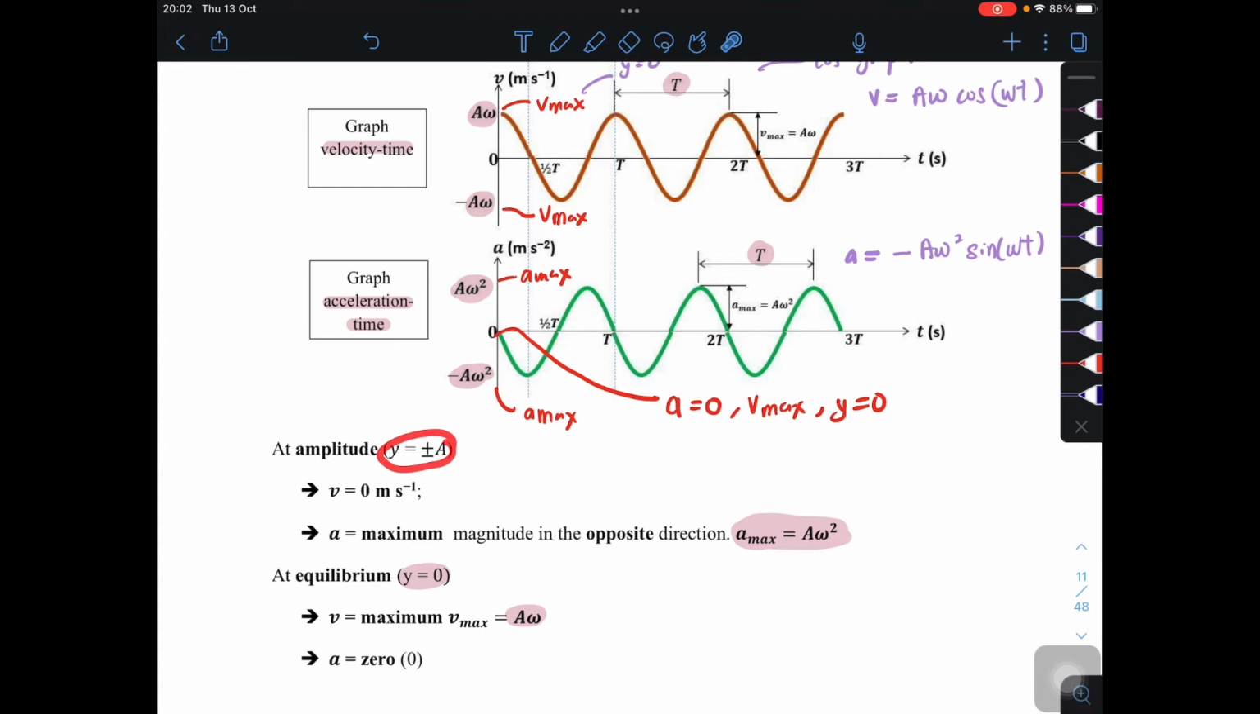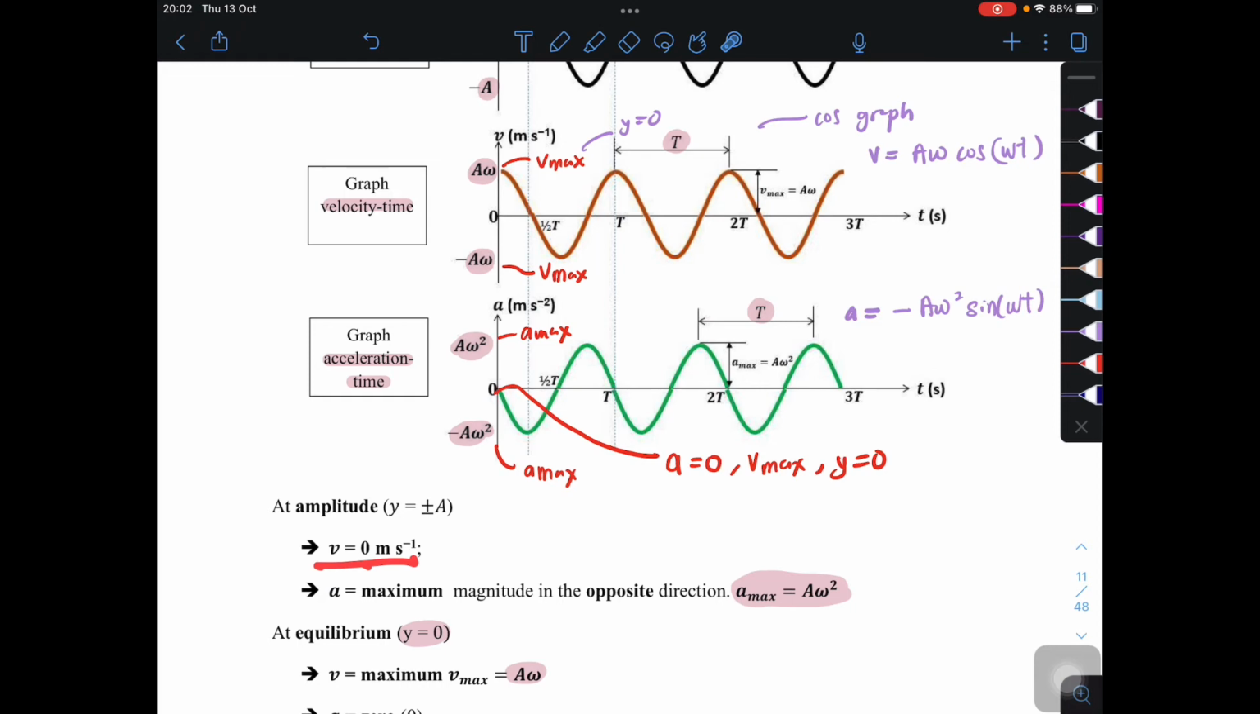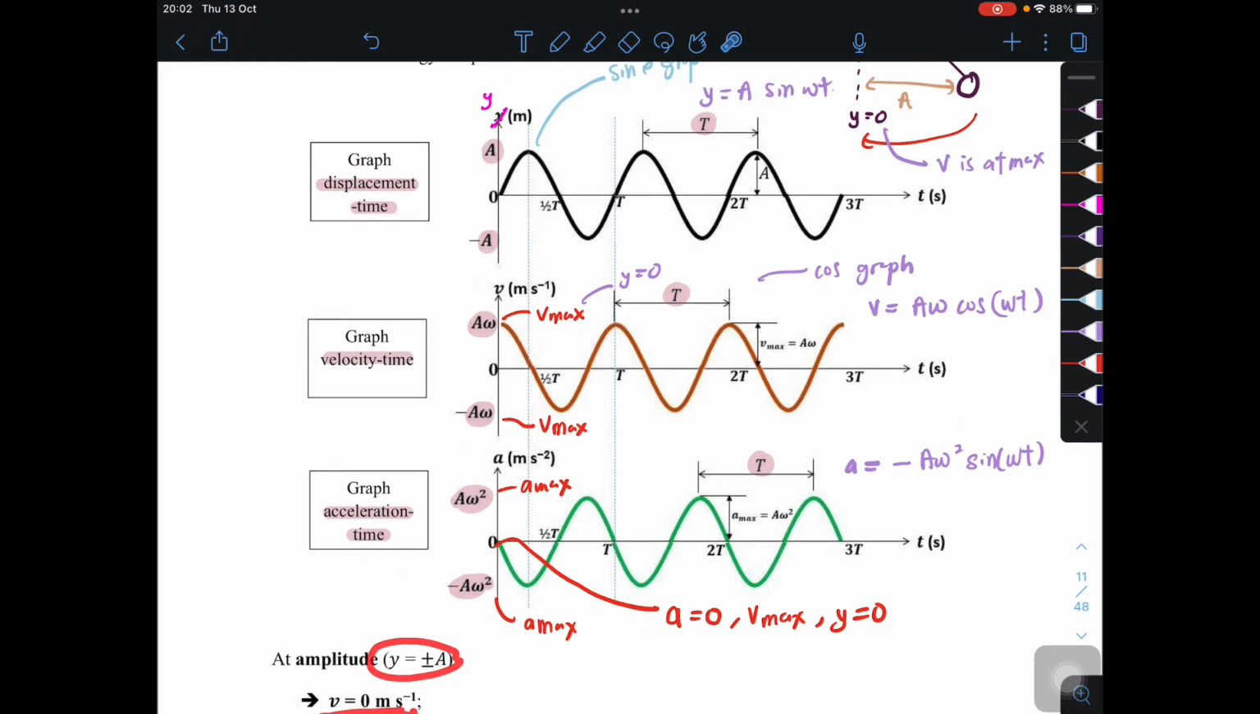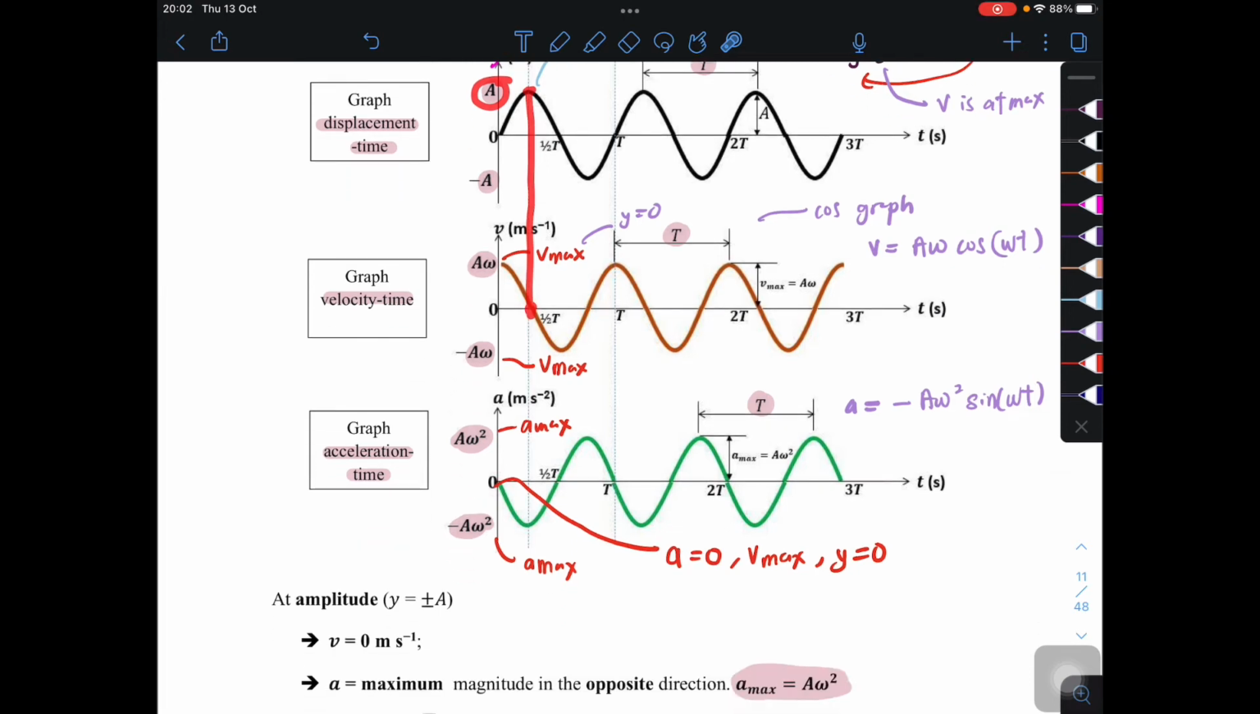when y is equal to maximum value ataupun equal to amplitude, V will be equal to 0. Okay, apabila y adalah sama dengan amplitude, V akan jadi sama dengan kosong. So kita tengok dekat sini. Okay, this is when y adalah sama dengan amplitude. So kalau tengok dekat sini, V dia akan sama dengan kosong.